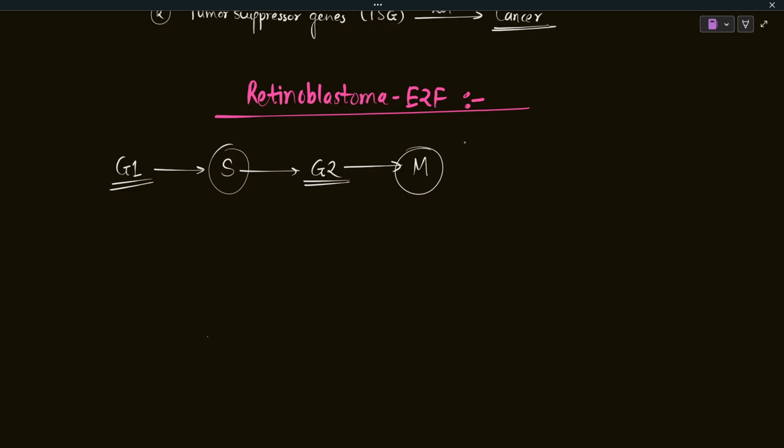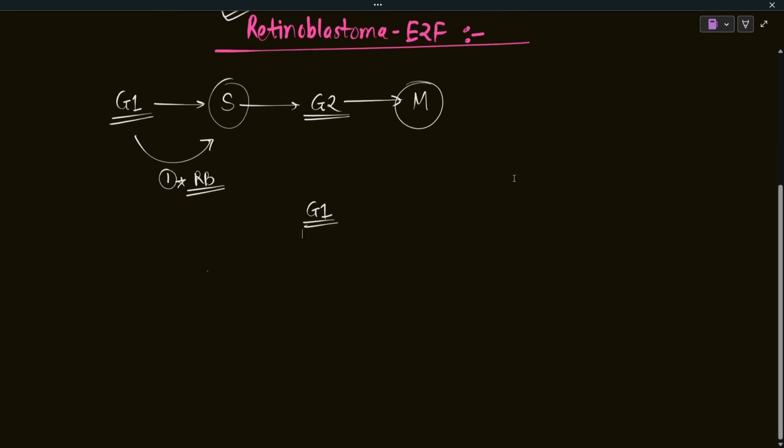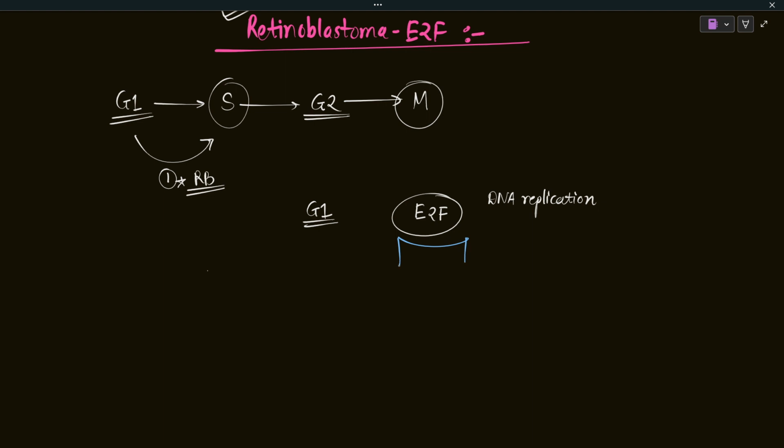In this cell cycle, there are certain checkpoints which regulate the transition from one phase to another. The retinoblastoma protein is involved in the transition of a cell from G1 to S phase. In the G1 to S phase checkpoint, retinoblastoma, abbreviated as RB, is going to play a role. So what happens is that when a cell is in G1 phase, there's a transcription factor known as E2F, and this transcription factor is very important for transcription of the genes which are involved in DNA replication. To this transcription factor E2F, there's a protein which is bound in the G1 phase, and that protein is known as retinoblastoma.